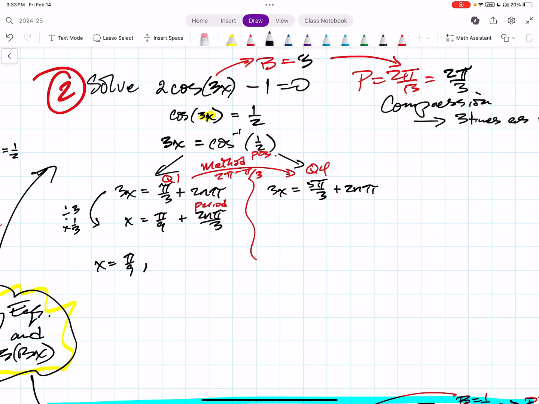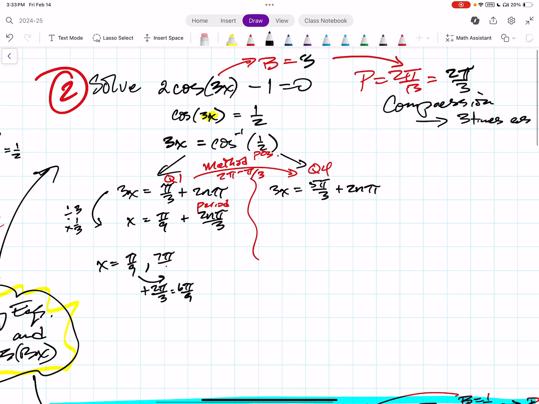So I get pi ninths, and then what I have to do is add multiples of the period, which is 2 pi thirds, or if I multiply by 3, I get 6 pi ninths. So I have to add 6 pi to the numerator. 6 plus 1 is 7, so 7 pi ninths. Keep adding the period. 7 and 6 is 13, so 13 pi ninths. And if you add 6 to it again, you get 19 pi ninths. But 19 divided by 9 is over 2.